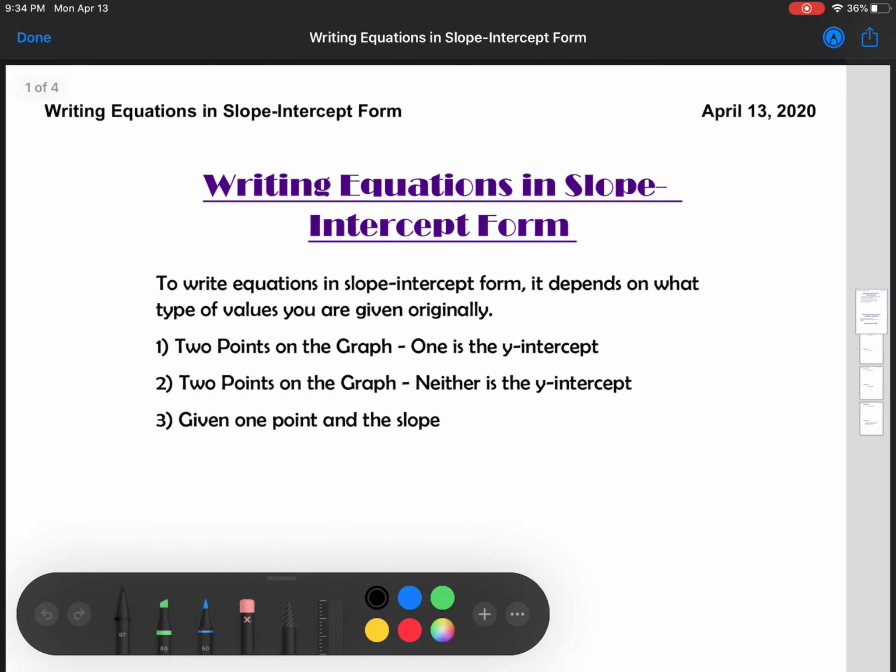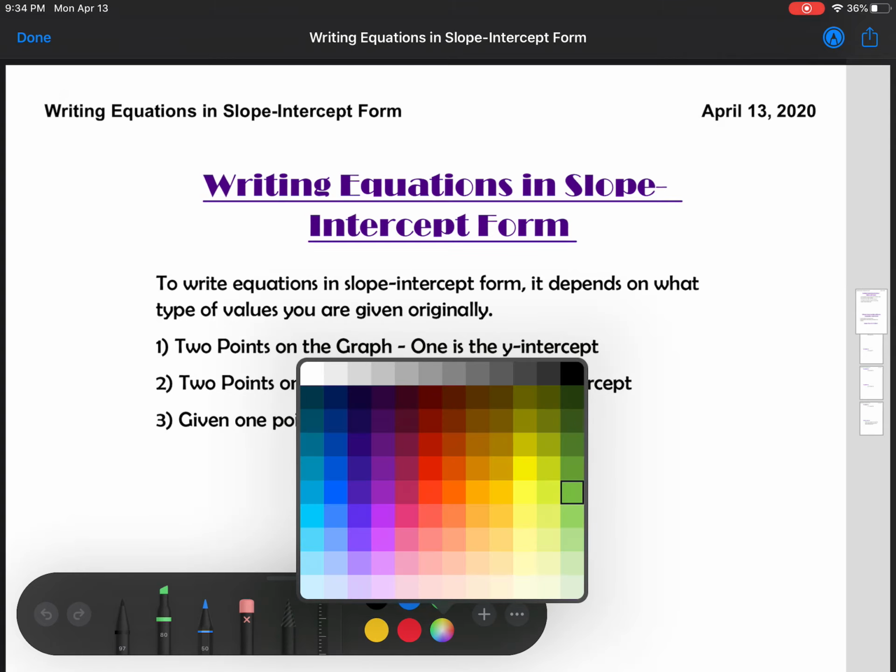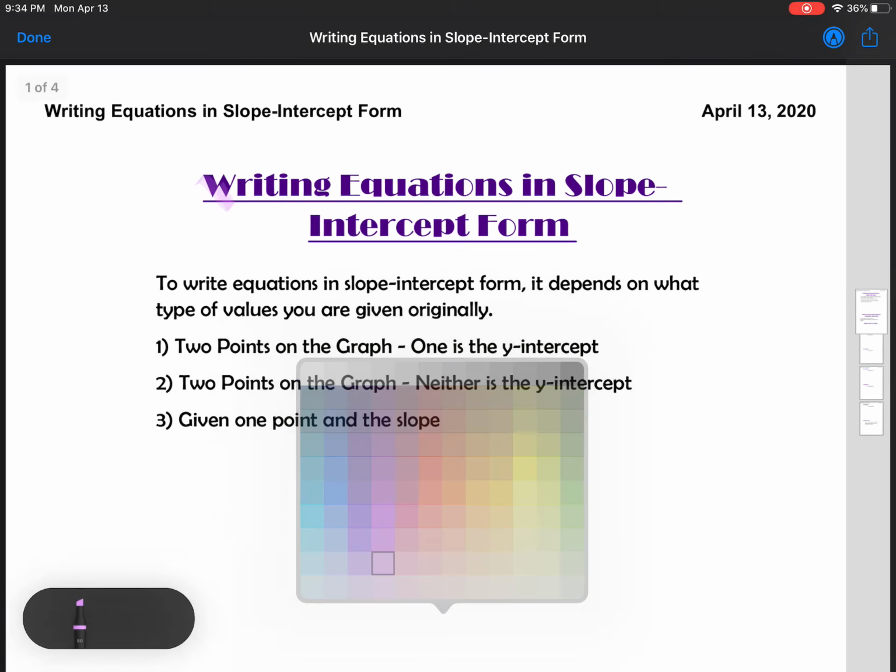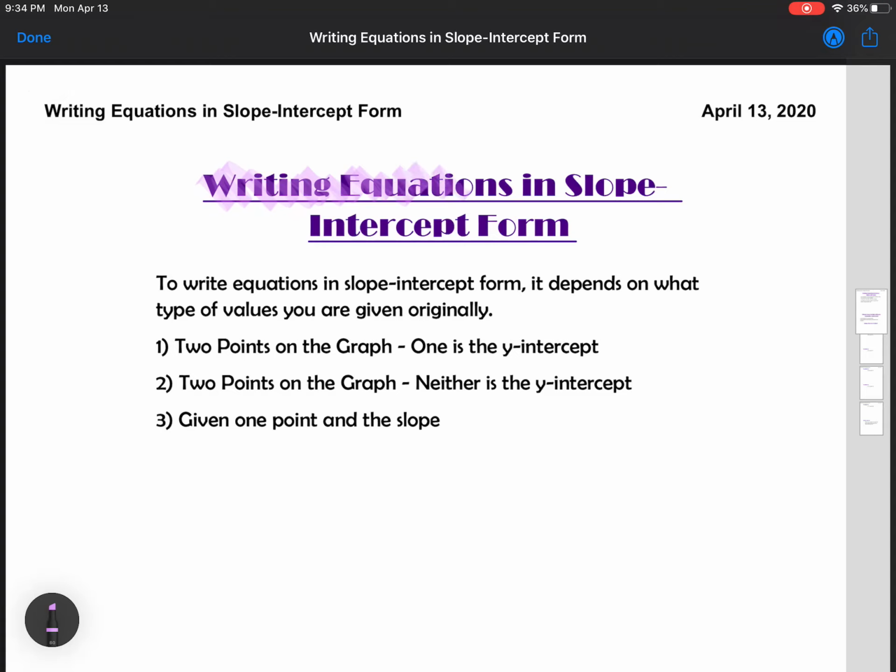Yesterday we learned how to write equations in point-slope form. Today we're going back to the basics with slope-intercept. We're going to be writing equations in slope-intercept form given different types of points.